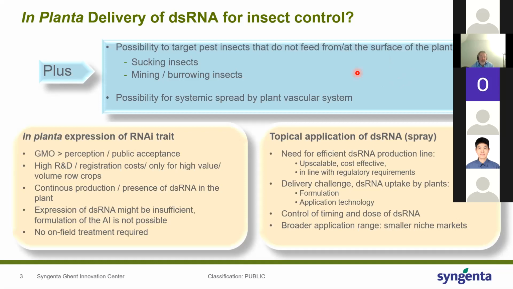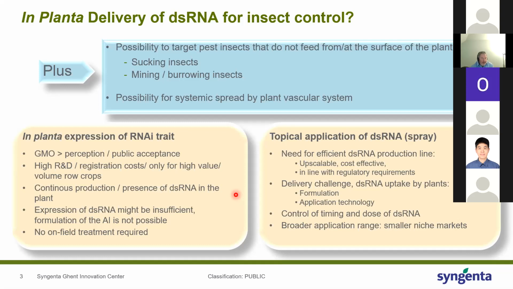Now, how could you bring double-stranded RNA into a plant? Well, the first method is through in-planta expression of double-stranded RNA, an RNAi trait, and you all know about the RNAi trait in corn against corn rootworm. But of course, this is a GMO trait, and it has its issues. Also, the development and the registration costs for a GMO trait are quite high. So this is an approach that is only valuable for, let's say, high-value, high-volume row crops.